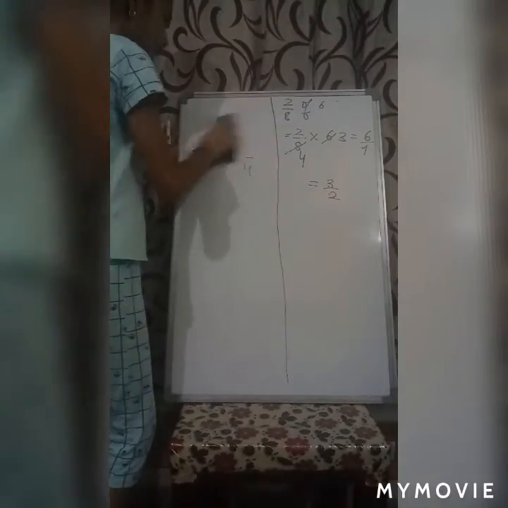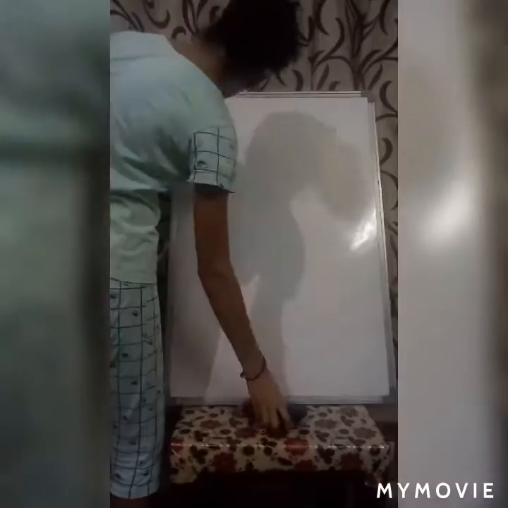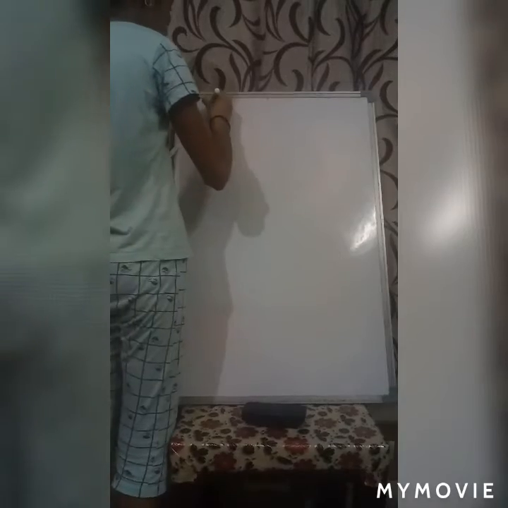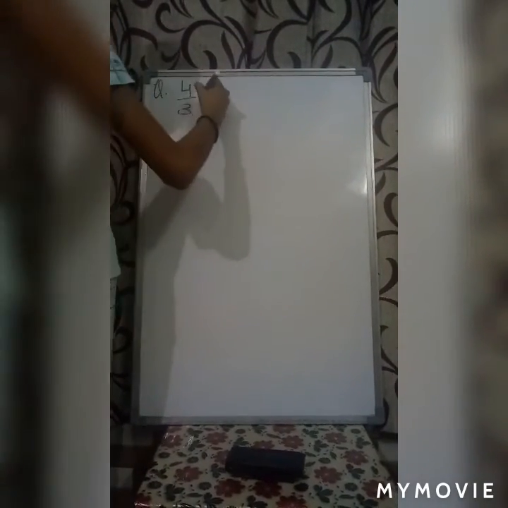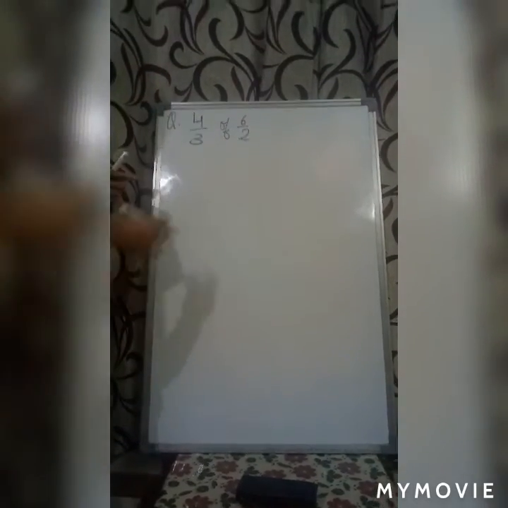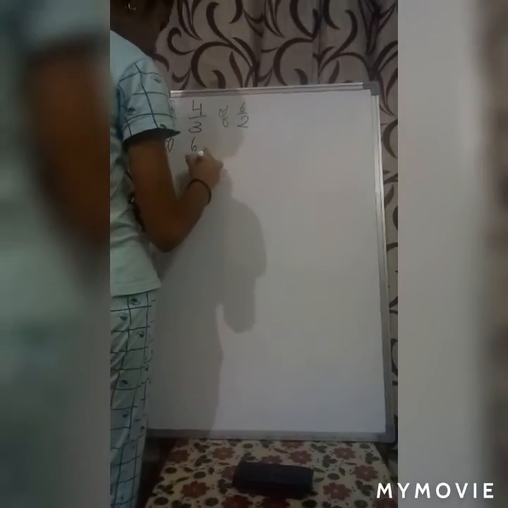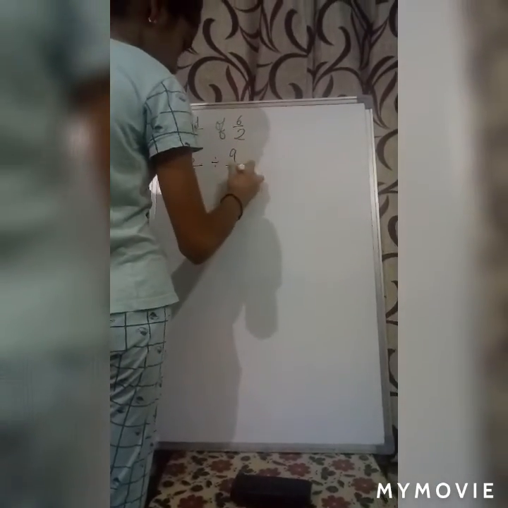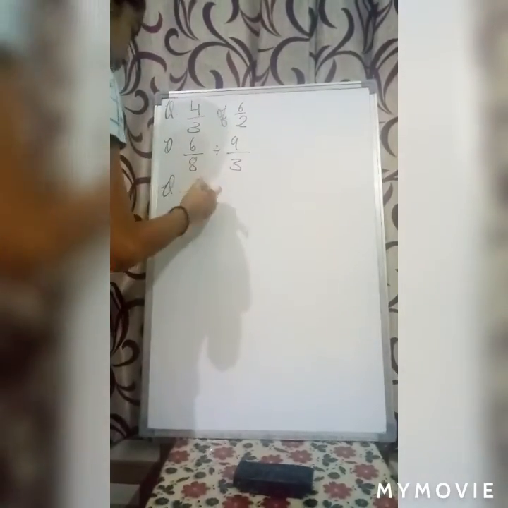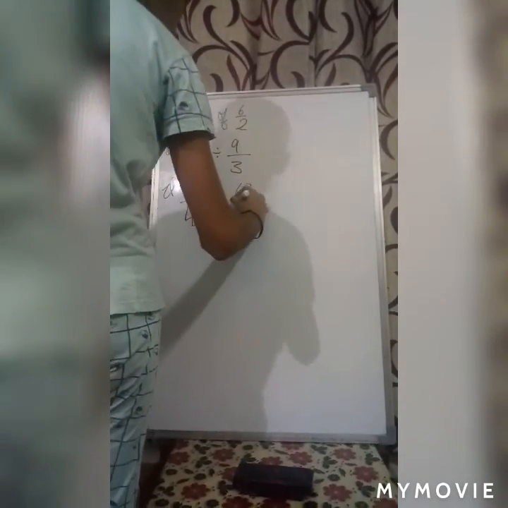Now I want to give you some questions. The questions are: 4 upon 3 of 6 upon 2, you can try by yourself, it's just multiplication. Then 6 upon 8 divided by 9 upon 3. Next question is 11 upon 42 multiplied by 63 upon 44.